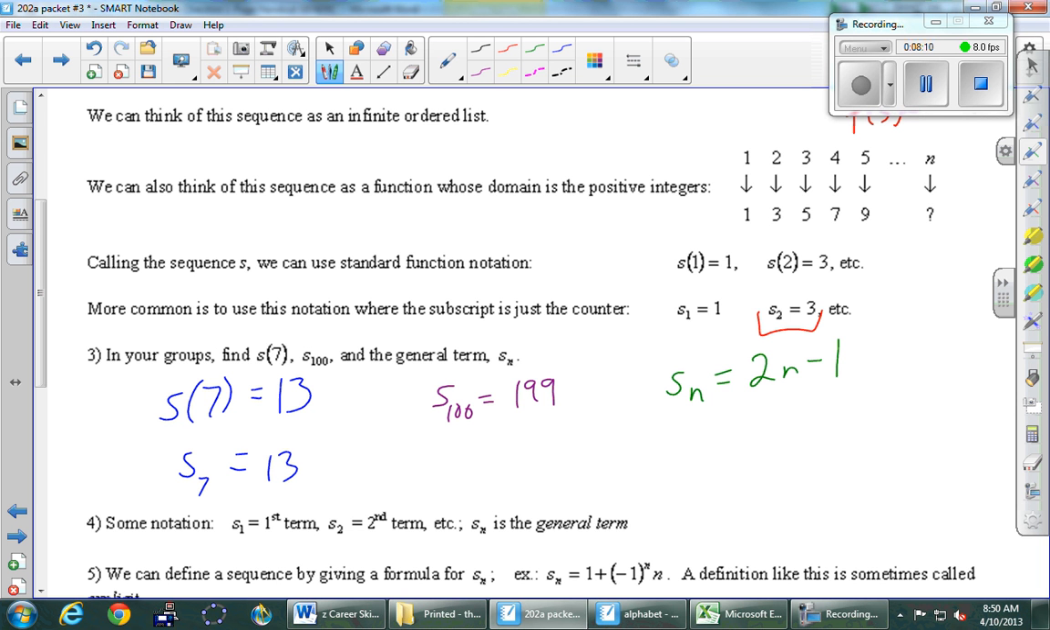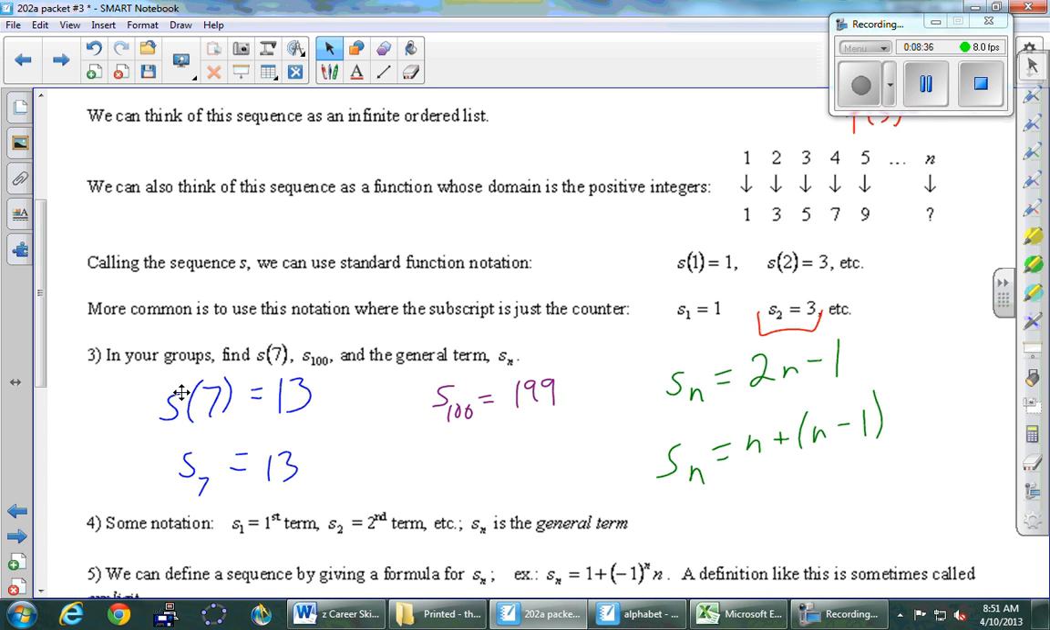What'd you guys get? Plus n minus 1. Okay, another group saw it this way. N plus, is it in parentheses, the second thing you said? Yeah, n minus 1. How's that? Same thing, right? Okay, great. This is the list of odds, which for some reason was called S.